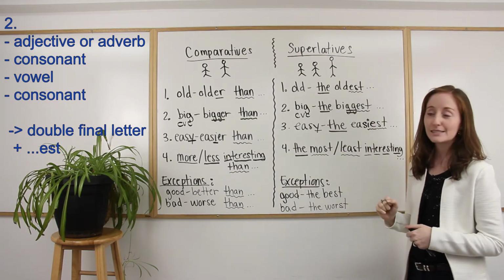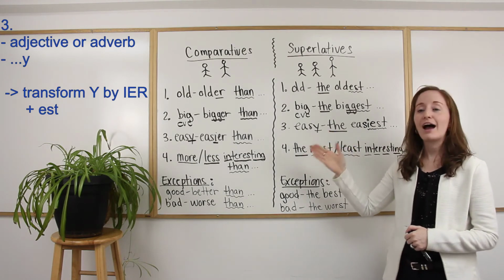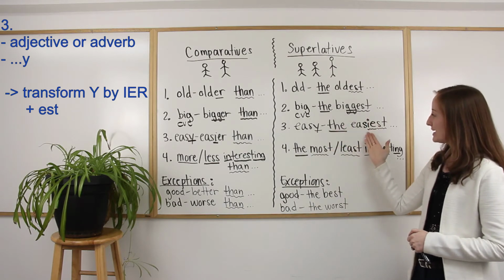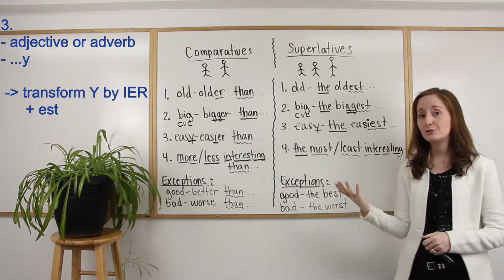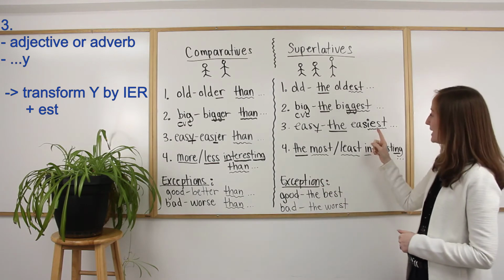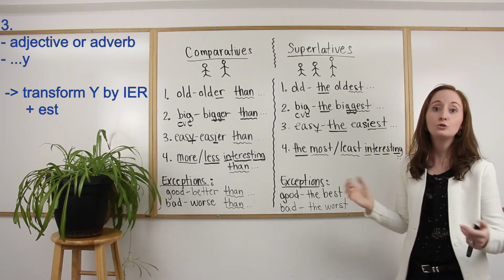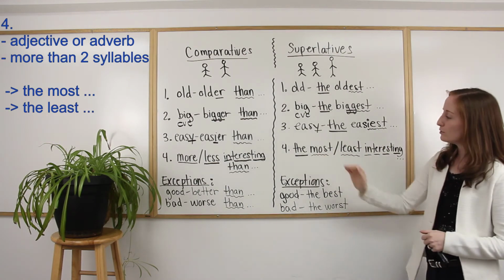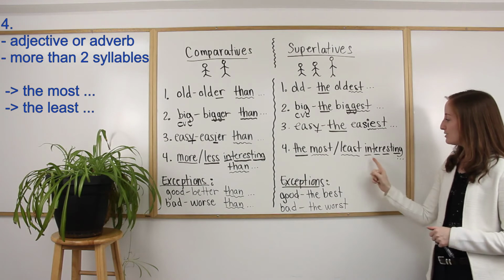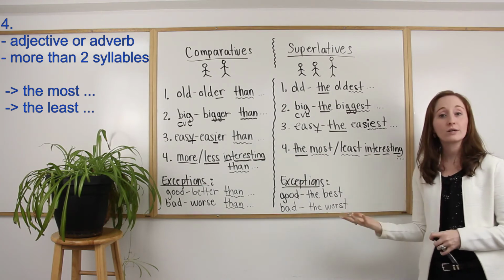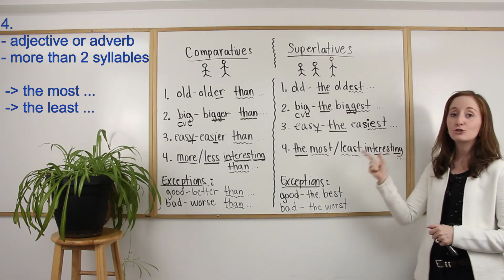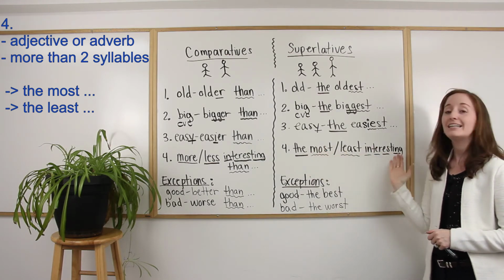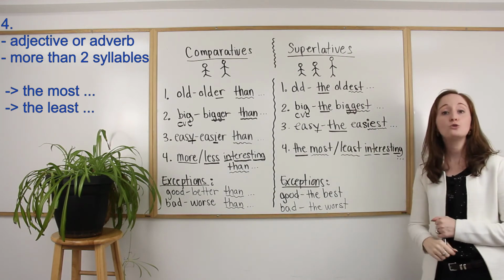The biggest. Rule number 3, we have our adjective easy that ends with the letter Y. When we want to create a superlative, we have to transform the letter Y into an I, and then we add est to create the superlative. Easy, the easiest. Then rule number 4, again, if you have an adjective or an adverb that is 2 or more syllables, in this case, again, interesting, then you use the most or the least interesting to create your superlative.